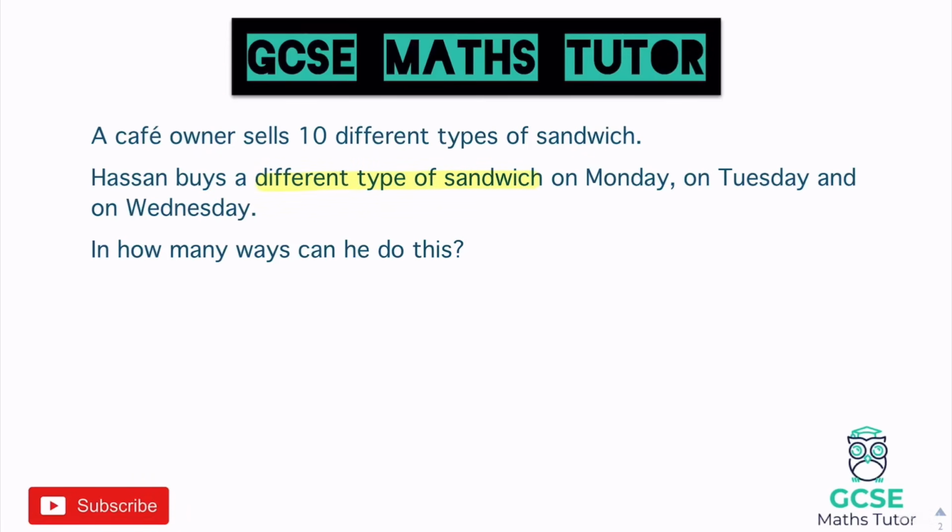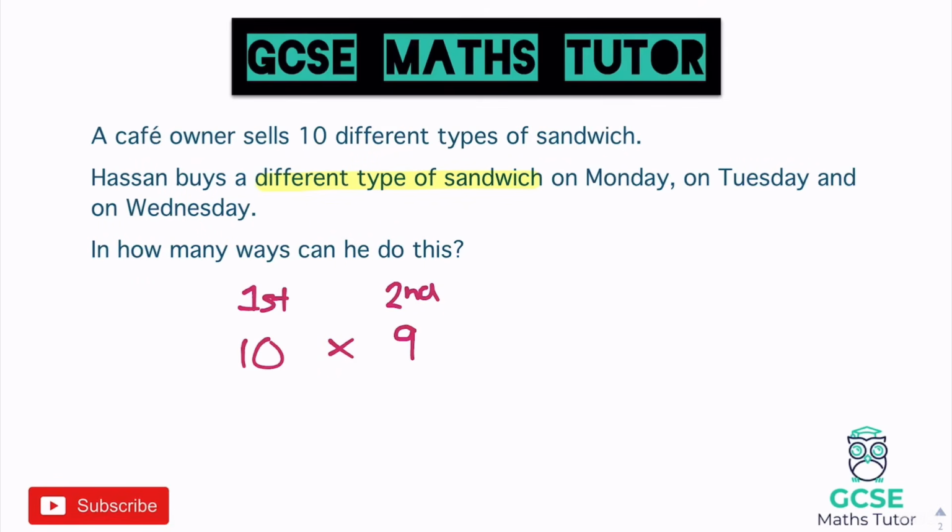So on the first pick, if we imagine we've got our first pick here, we've got 10 different types of sandwiches. Now by the time it gets to that second pick, he no longer has 10 different types of sandwiches, because it says he's going to buy a different type of sandwich on each day. So on that next day, it doesn't matter what he buys on the first day, but he'll only have 9 options on the next day. So we're going to do 10 times 9. If it only said 2 days there, our answer would be 90, 10 times 9.